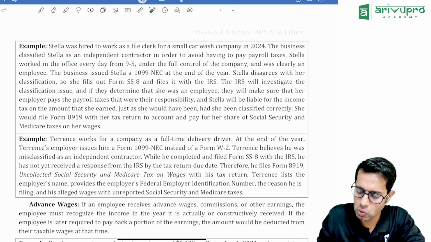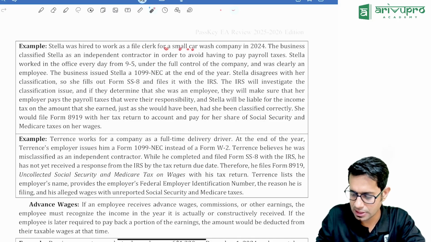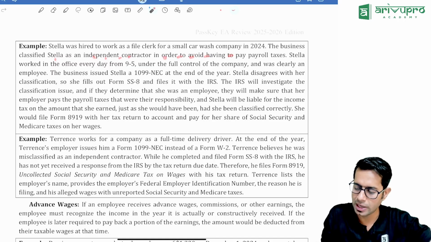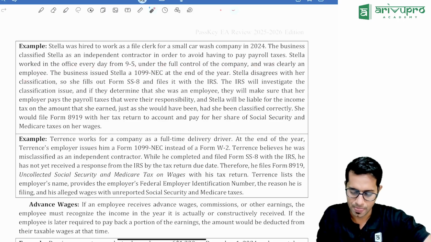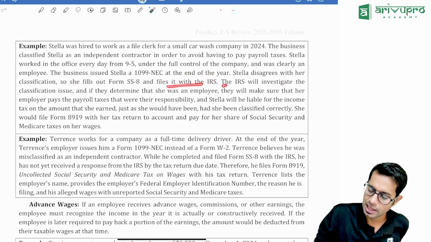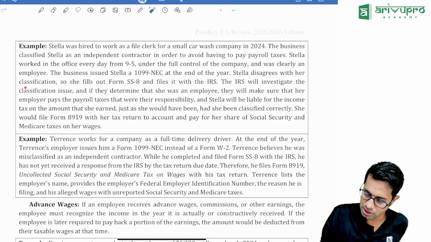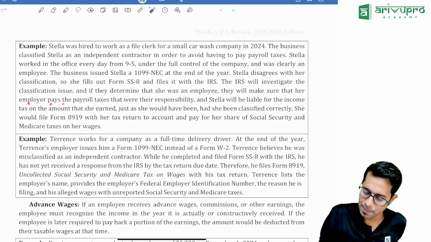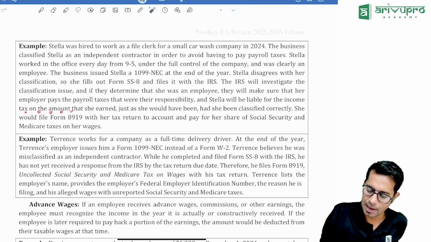S was hired to work as a clerk for a small car wash company in 2024. The business classified S as an independent contractor in order to avoid paying payroll taxes. S worked in the office every day from 9 to 5 under the full control of the company and was clearly an employee. The business issued a 1099-NEC at the year end. S disagrees with the classification, so she fills out form SS8 and files it with the IRS. The IRS will investigate the classification issue, and if they determine that she was an employee, then they will make sure that her employer pays the payroll taxes that were their responsibility, and S will be liable to income tax on the amount that she earned, just as if she had been classified correctly.